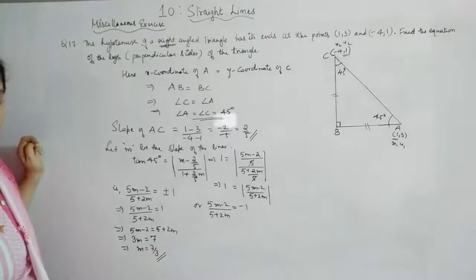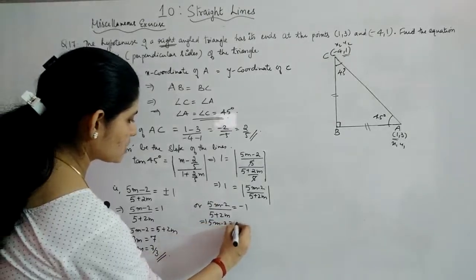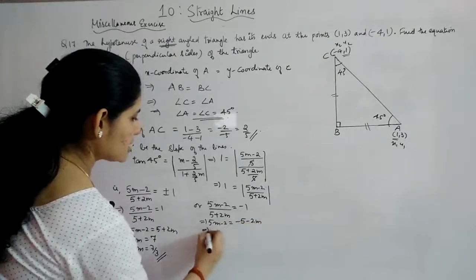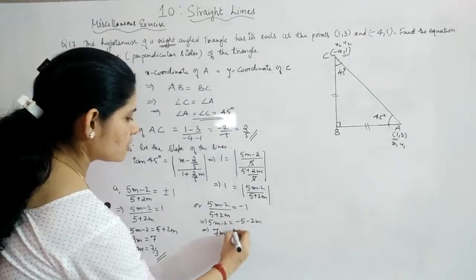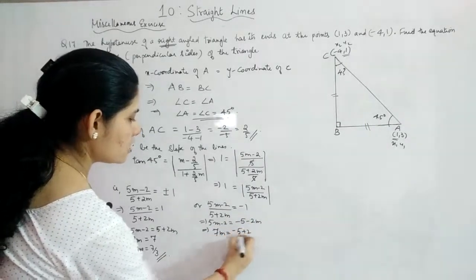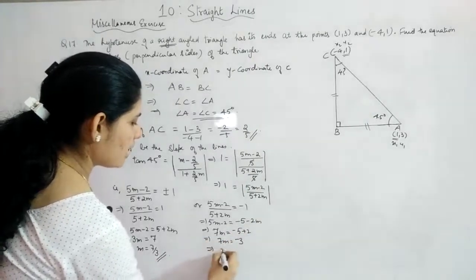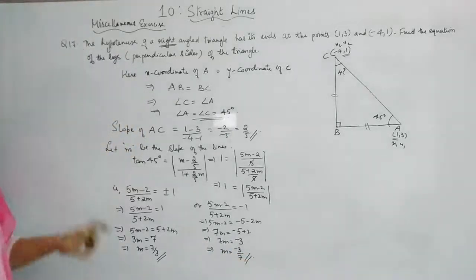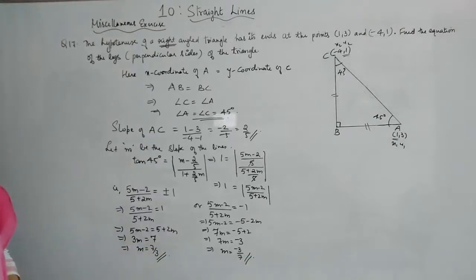That is one value of m. Now for the other one, you will get 5m minus 2 is equal to minus of 5 plus 2m, so 5m plus 2m, 7m is equal to minus 5 plus 2, that will give you 7m is equal to minus 3, or m is equal to minus 3 by 7. So the two slopes you are getting are m is equal to 7 by 3 and m is equal to minus 3 by 7.